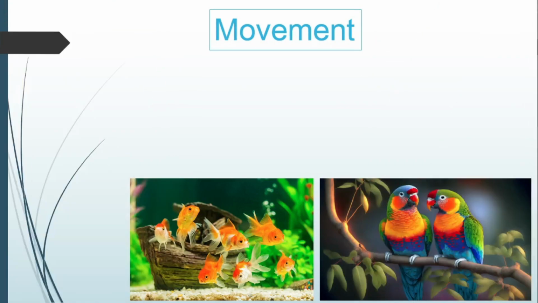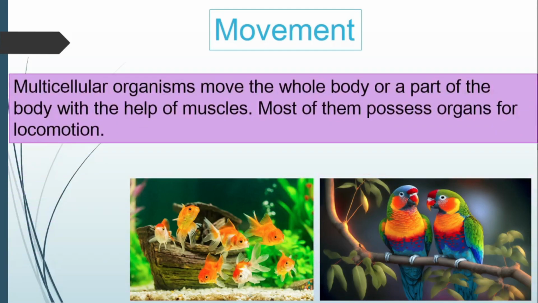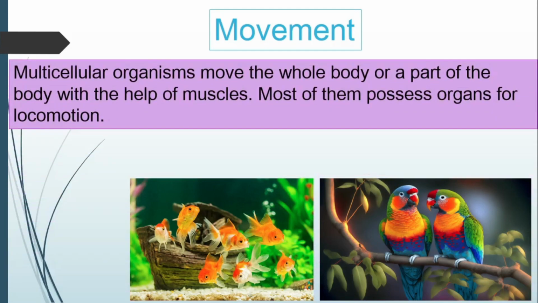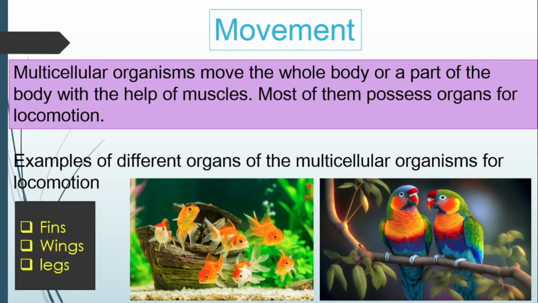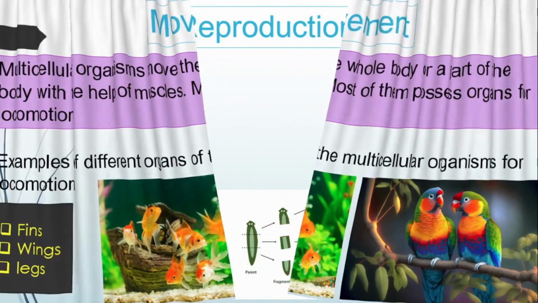The next one is movement. You have heard of this word movement. Multicellular organisms move the whole body or a part of the body with the help of muscles. Most of them possess organs for locomotion. Now let's look at some examples of different organs of multicellular organisms for locomotion. Fins, wings and legs. We all know that fish have fins, birds have wings, and we humans or other animals have legs.